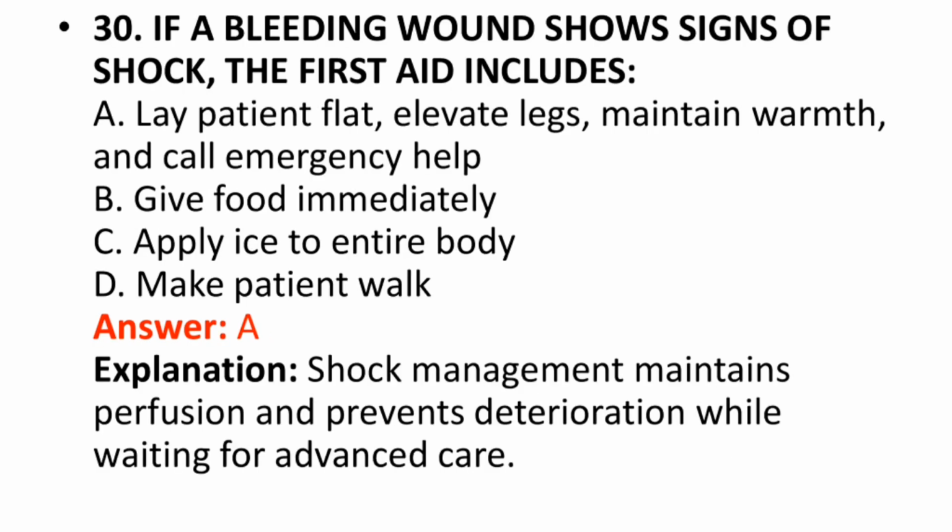If a bleeding wound shows signs of shock, the first aid includes: option A, lay patient flat, elevate legs, maintain warmth, and call emergency help. Option B, give food immediately. Option C, apply ice to entire body. Option D, make patient walk. The correct answer is option A, lay patient flat, elevate legs, maintain warmth, and call emergency help. Shock management maintains perfusion and prevents deterioration while waiting for advanced care.